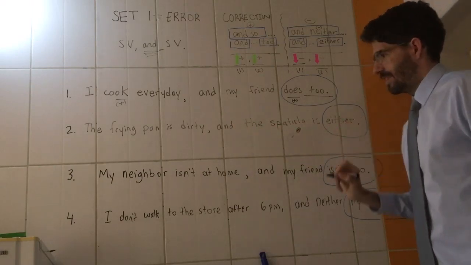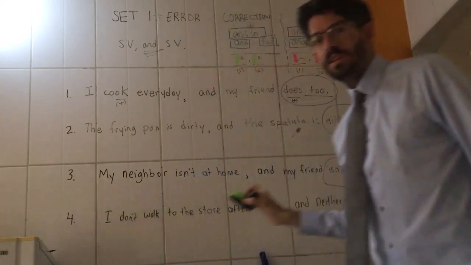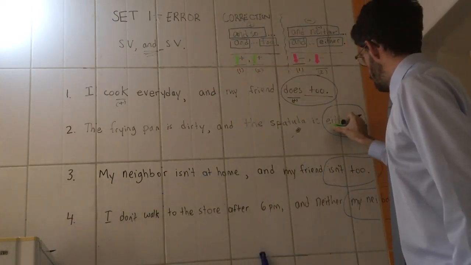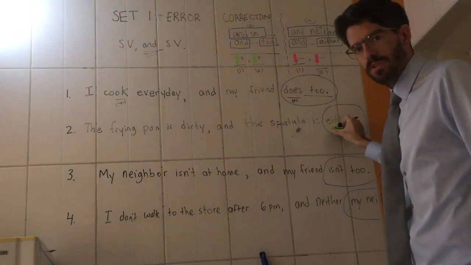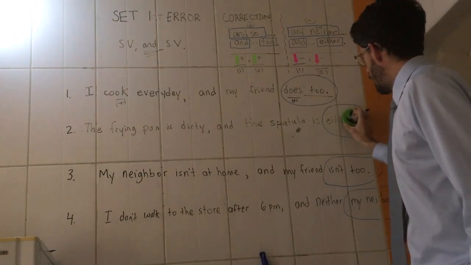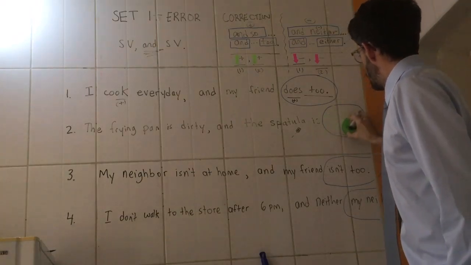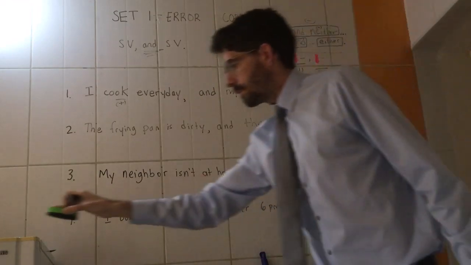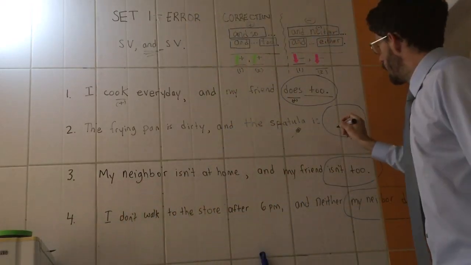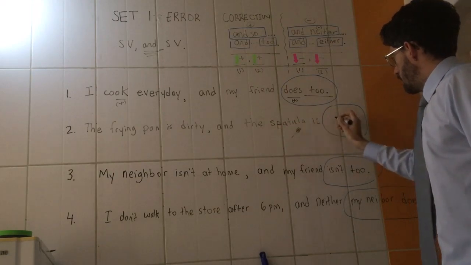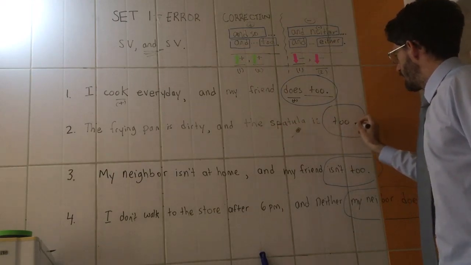Okay. Number 2, the frying pan is dirty and the spatula is either? Nope. So I can't use "either" because is "either" for positives or negatives? Only for negatives. So it's not the right word, not the right adverb. Okay. The spatula is too.